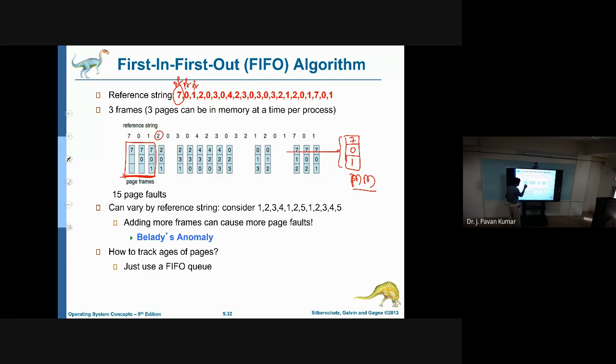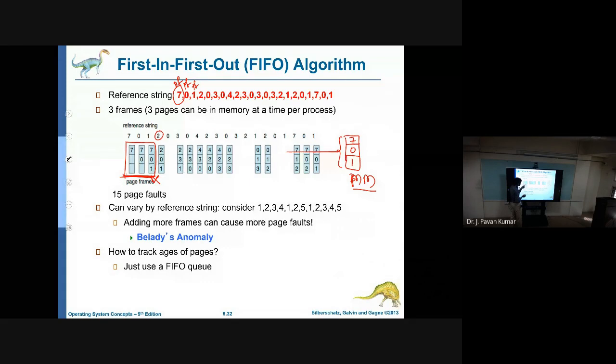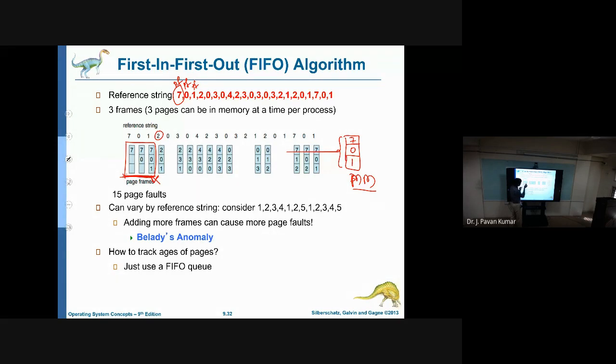Next, now consider 2. Are we having 2 in this? No. Why? Because only pages 7, 0, 1 are present in the main memory. So 2 is not present. Are we having a free frame? No. Why? Because 7, 0, 1, all 3 frames are already filled. So 2 we have to bring into main memory by replacing one of the 3. Out of these 3 pages, 7, 0, 1, we have to replace one. Then only we can bring 2 into the main memory.